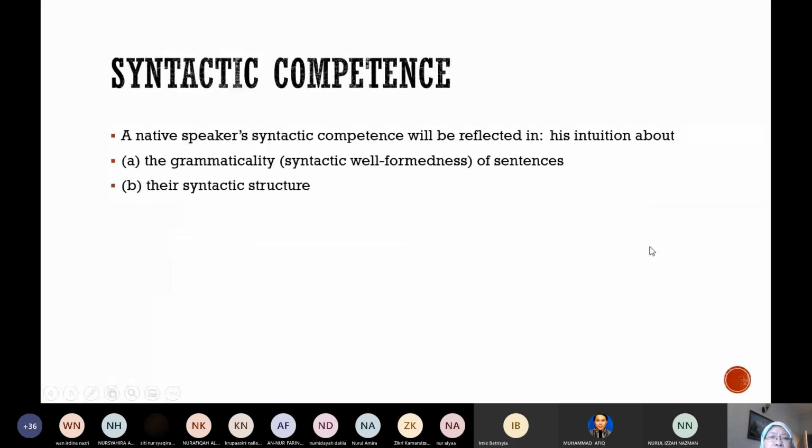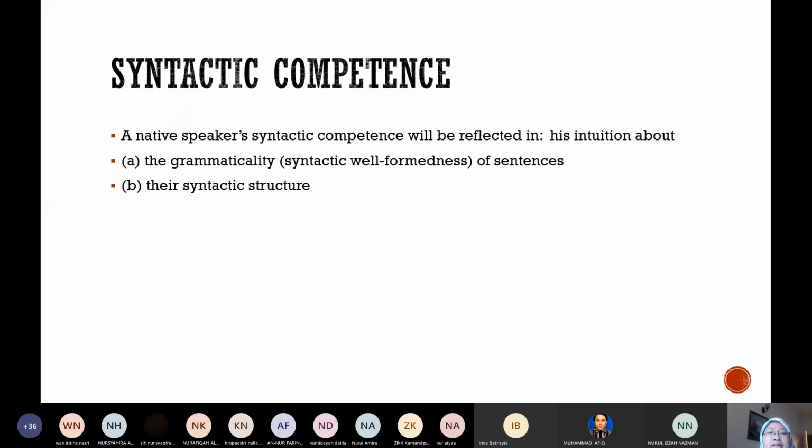So you'll see later. So remember in introduction to linguistics, first lecture, we talk about linguistic competence. So here is syntactic competence, which is actually a part of linguistic competence. A native speaker's syntactic competence will be reflected in his intuition. Intuition is your gut feeling about, number one, the grammaticality of sentences. So we will see what that means.